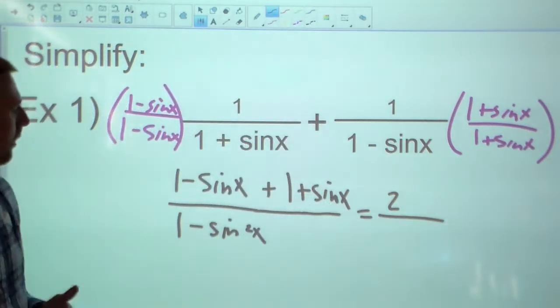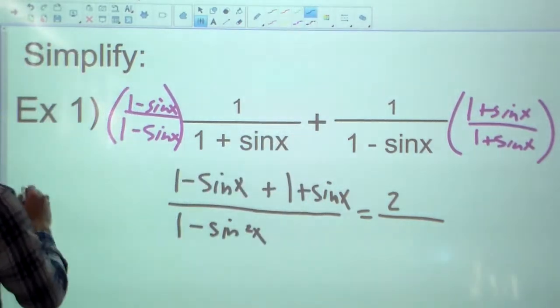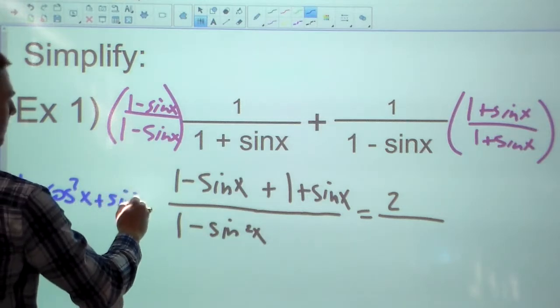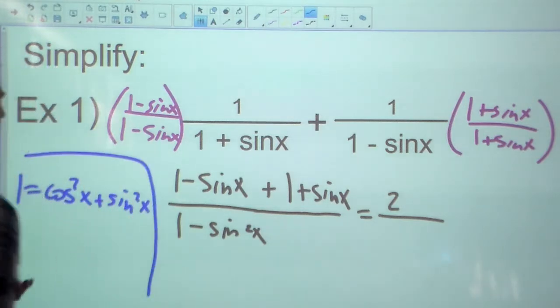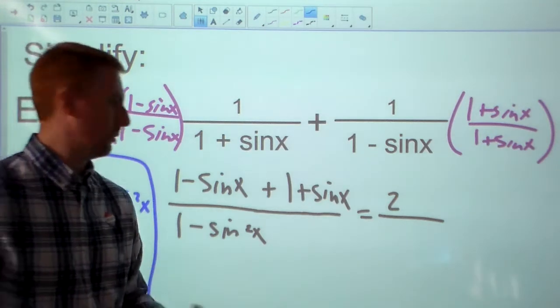Now on the bottom, 1 minus sine squared x, that can be simplified. So back to our little corollary, we keep coming back to this Pythagorean identity. I say corollary because it's not part of the main problem, but it is a true statement. We can use it as an identity to simplify this down.